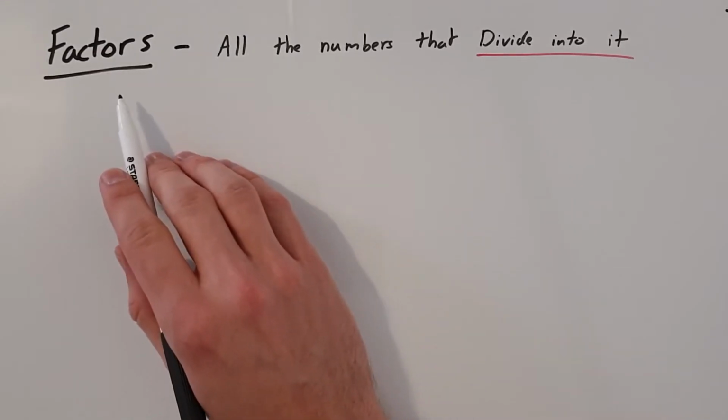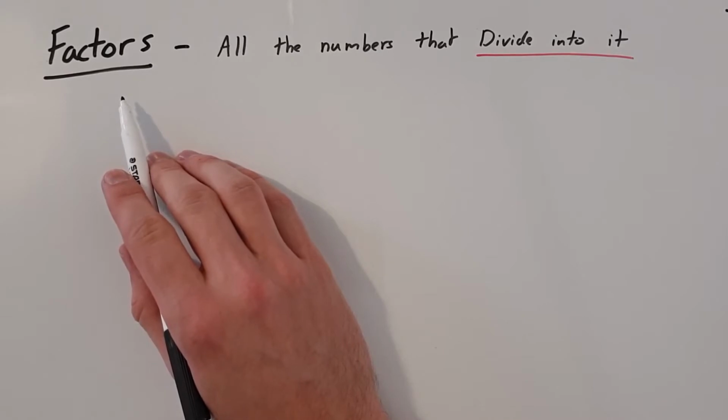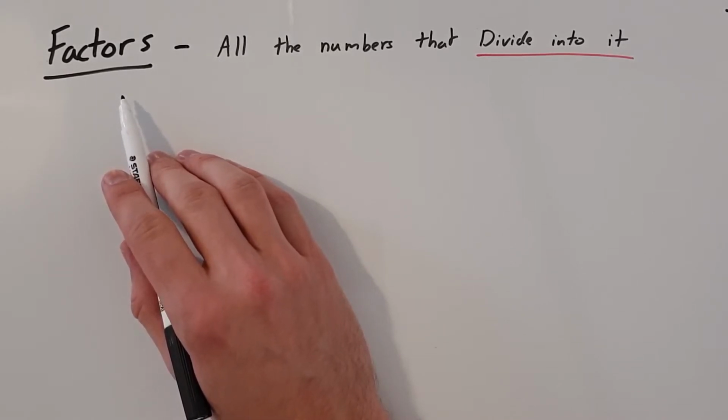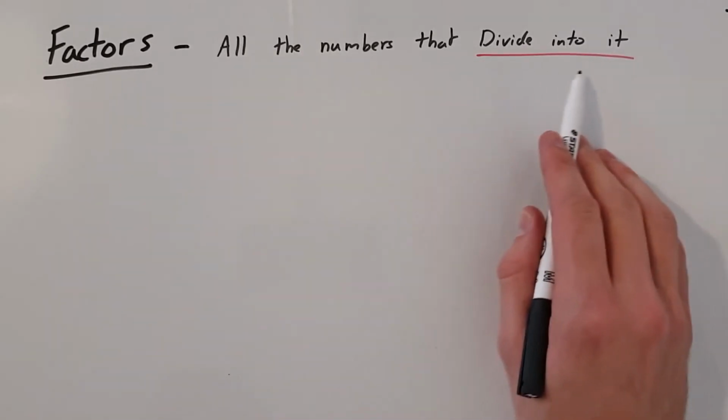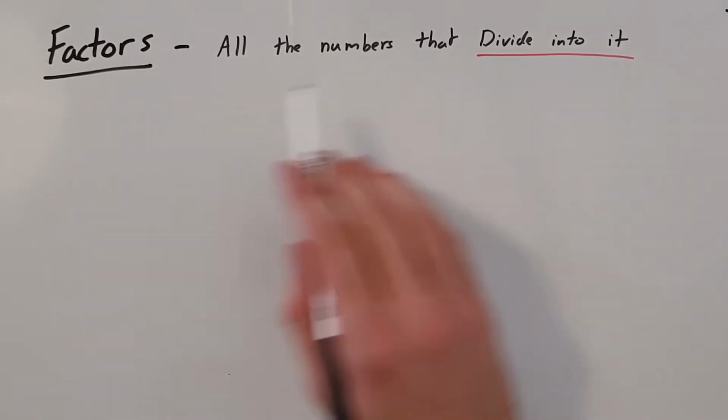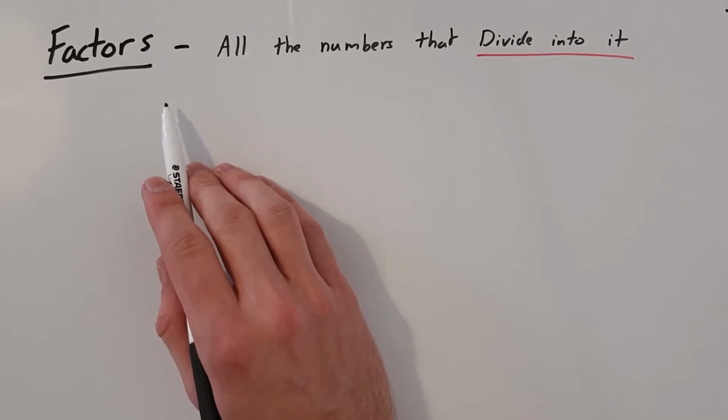Right, so moving on to some factors then. First of all, what is a factor? So a factor of a number is all of the numbers that will divide into it. So this one takes a little bit more thought than multiples.